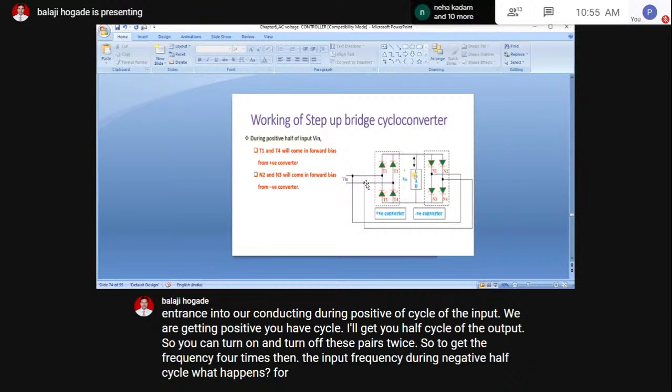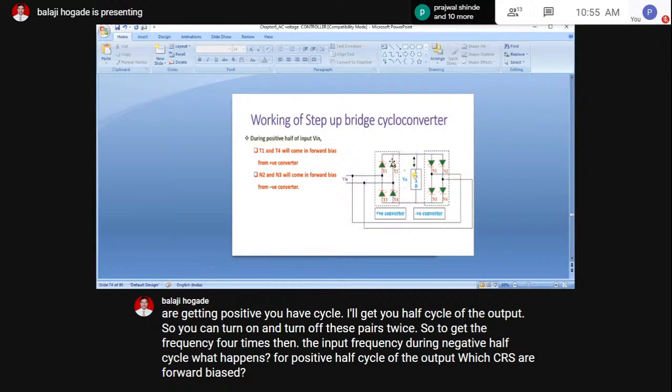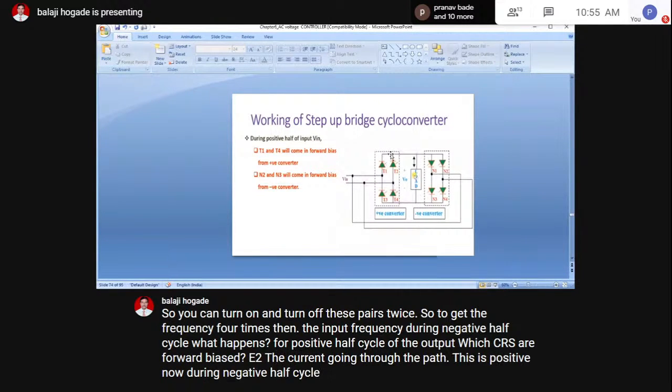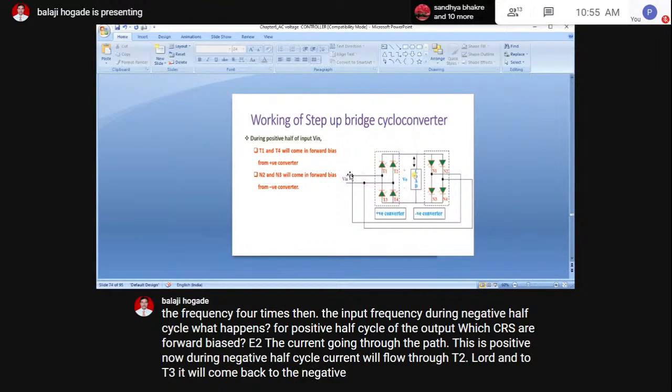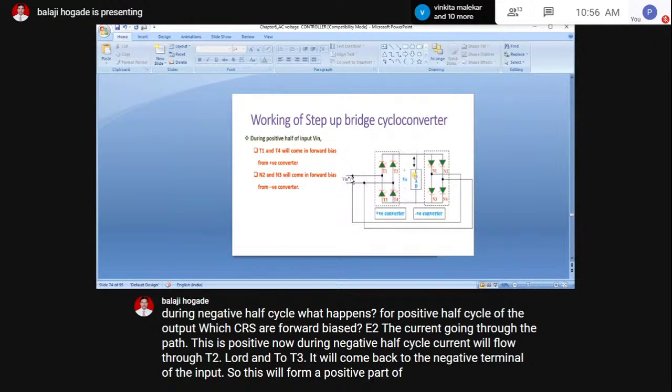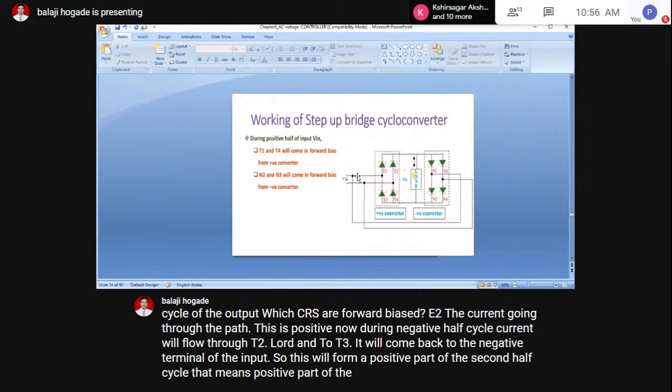For the positive half cycle of the output, which SCRs are forward biased? T2, the current will flow through the path. During the negative half cycle, current will flow through T2, load and through T3 it will come back to the negative terminal of the input. So this will form a positive part of the second half cycle, that means the positive part of the negative half cycle of the input.